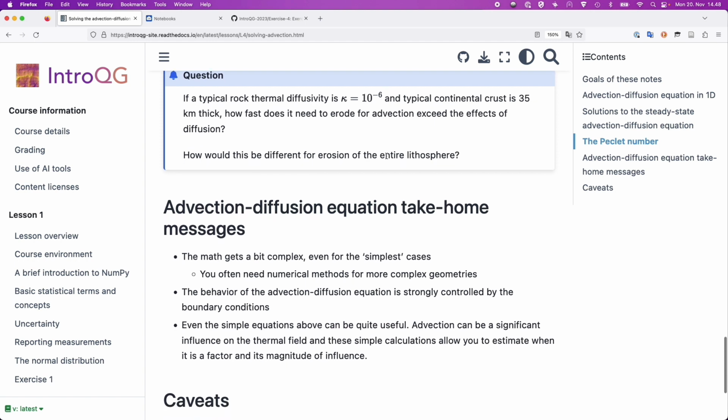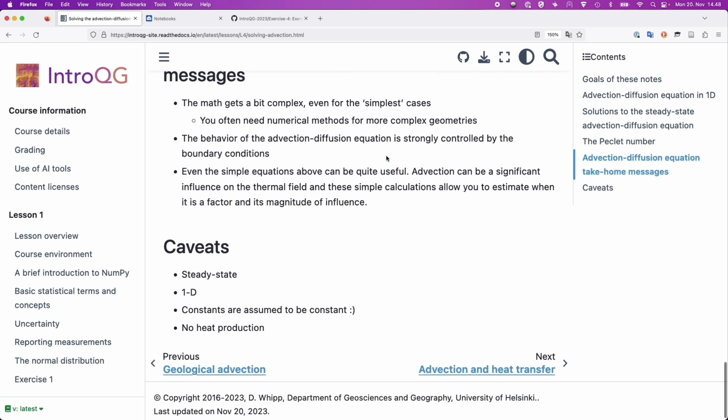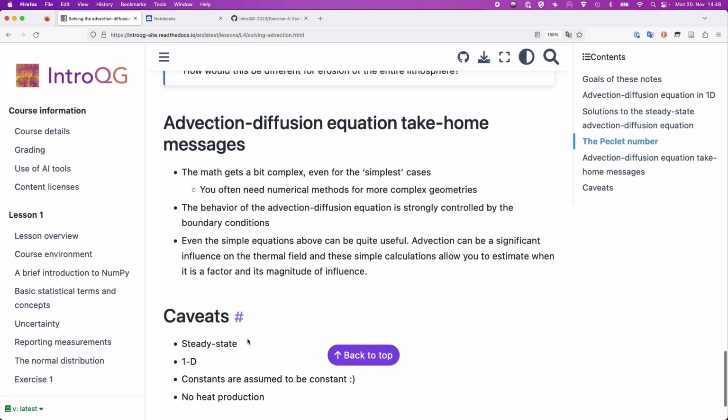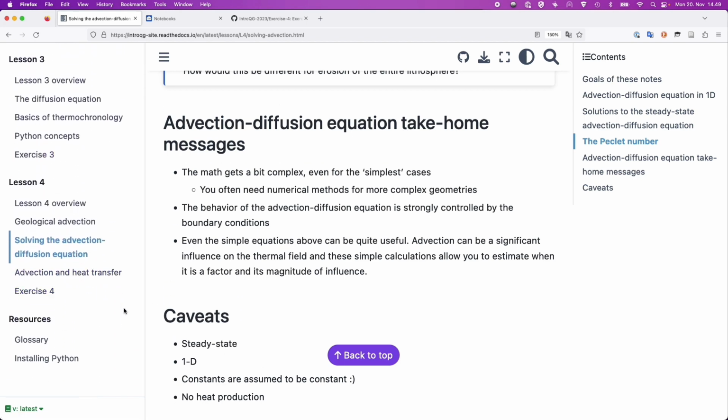But this is on the course page, and you can have a look, and you can see, for instance, some of the take-home messages and assumptions here, like we're assuming steady state, so no change in temperature with time. You'll see in this week's exercise, when you include time, the math gets a lot more complicated quickly. It's one-dimensional, constants are assumed to be constant, which means that they're not varying in space, so the diffusivity is constant across the thickness of the model, and there's no heat production. So you can find that stuff on the course page if you're interested.